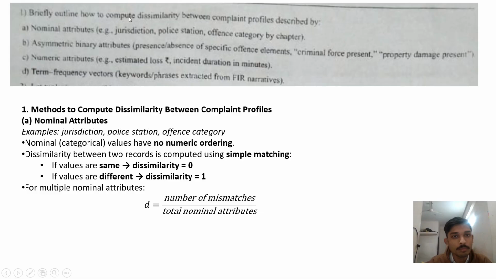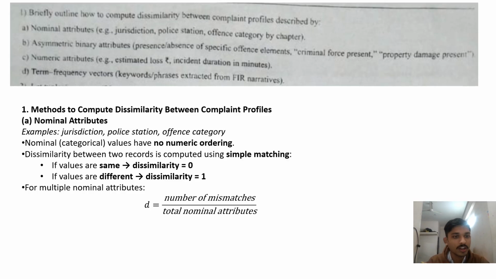Briefly outline how to compute dissimilarity between complaint profiles described by nominal attributes like jurisdiction, police station, offense category by chapter; asymmetric binary attributes, presence or absence of specific offense elements, criminal force present, property damage present; numeric attributes, estimated loss, incident duration in minutes; and term frequency vectors, keywords and phrases extracted from FIR narratives. So we have to discuss methods to compute dissimilarity between complaint profiles using all these four terms.